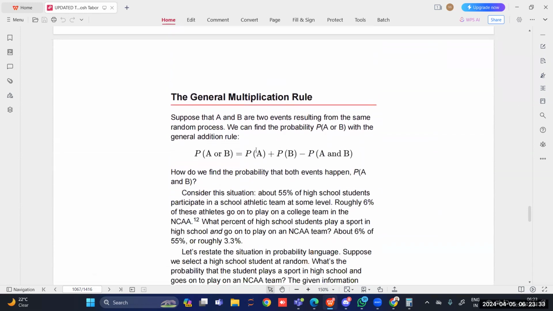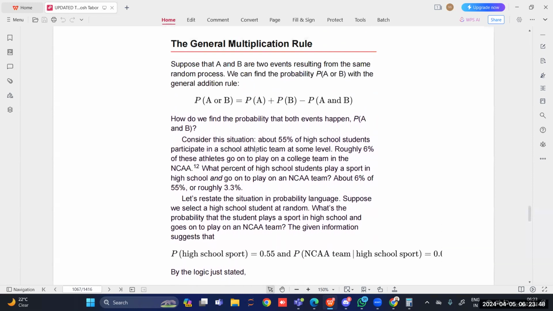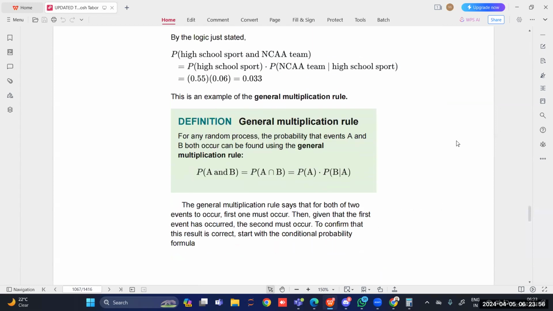The general rule of multiplication. See, what was the general multiplication rule? We had learned the general addition rule, or you can say the general union rule. Here he has given the general addition rule. So now what we will learn is the general multiplication rule.